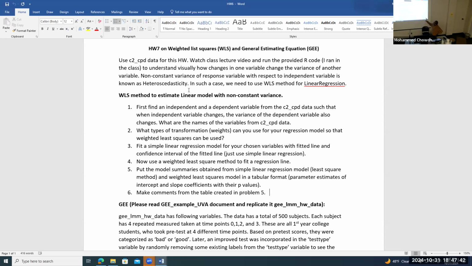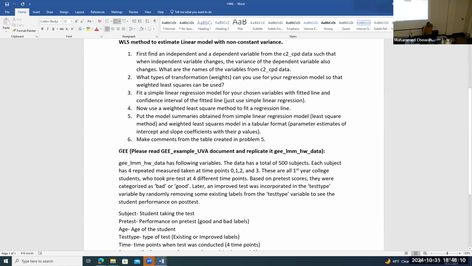After doing that, you run the simple linear regression. After running simple linear regression, see the estimates, and then run the weighted least square regression. I provided all the R code in there, and then you will see the difference between simple regression and weighted least square regression. There will be a change in the parameter estimates. Okay. Now, generalized estimating equation.